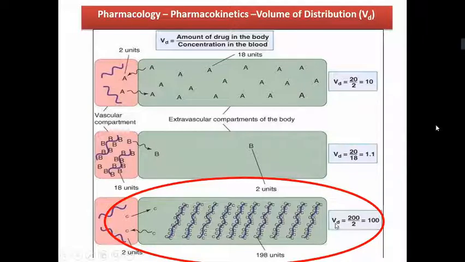So for example, the volume of distribution is 200 given, and you measure only two. The drug is taken up by the intracellular receptors, and you have a volume of distribution like this. Did you understand, did you appreciate the role of plasma protein binding of the drug?